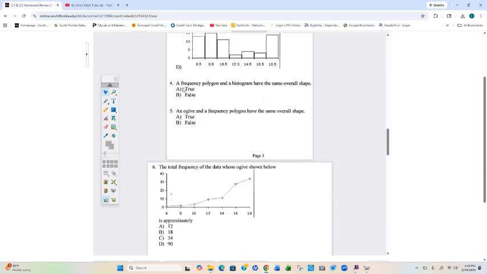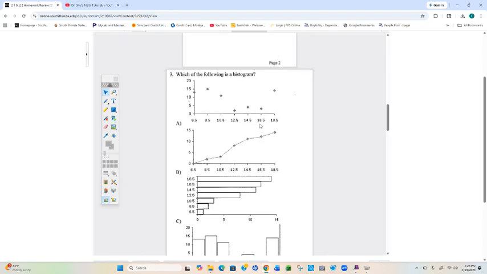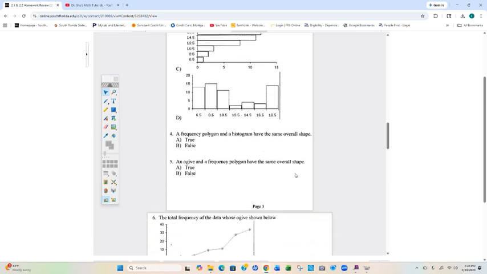Number 4, a frequency polygon and a histogram have the same overall shape. A is true, B is false. If you answered true, you are correct. It is A. A frequency polygon is the line graph, like, they don't have one on this one, but a line graph that goes up and down, and it would have the same shape as the histogram for that data.